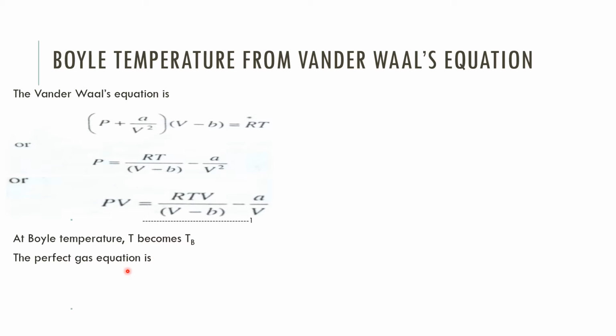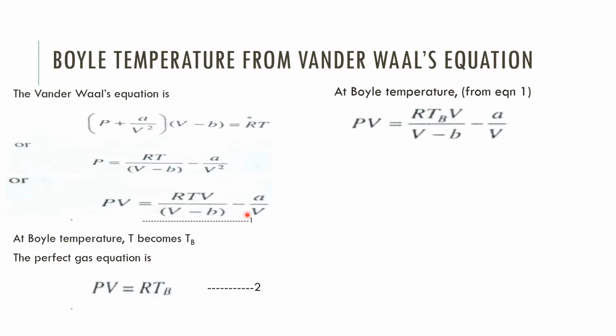Now at the Boyle's temperature we will write down the temperature as TB. We'll write down the perfect gas equation: PV = RTB. This is at the Boyle temperature TB. Equation 2. In the same way, equation 1 we will write at Boyle's temperature, instead of T we are substituting TB. Equation 3. Now we will equate both equations 2 and 3.